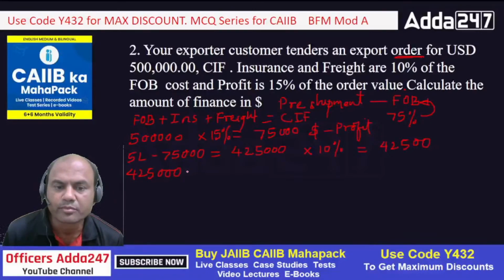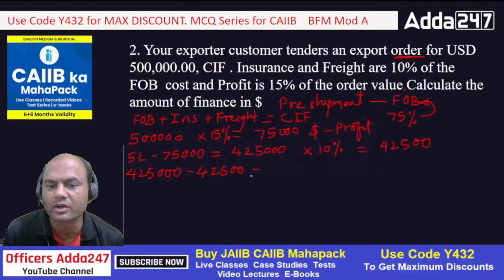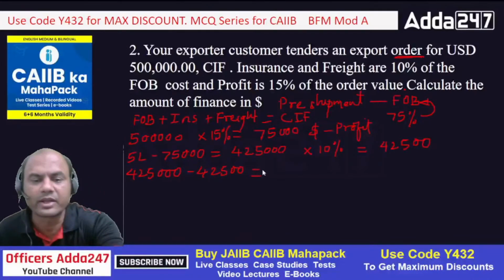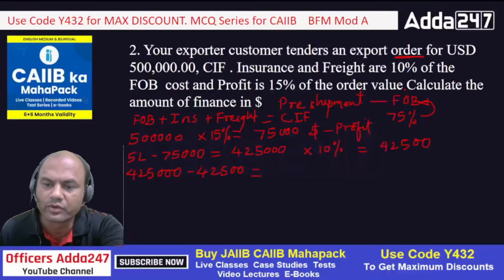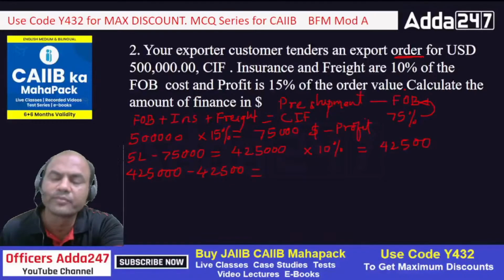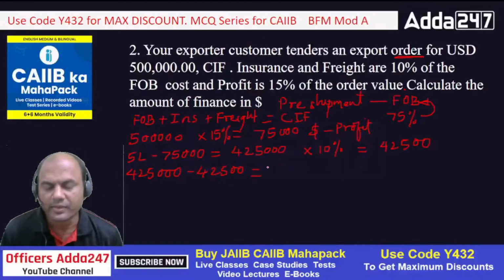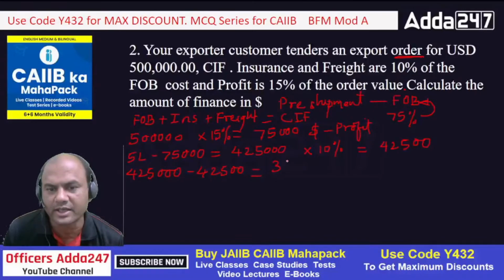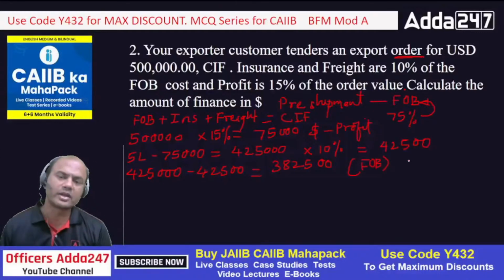4,25,000 minus 42,500. So my answer is what now? Everyone do it. Minus 42,500. So it comes down to 382,500, right? Everyone is getting this answer. Type yes. 382,500. This is my FOB value. FOB, right? Because I have removed everything now. Okay, this is my FOB.